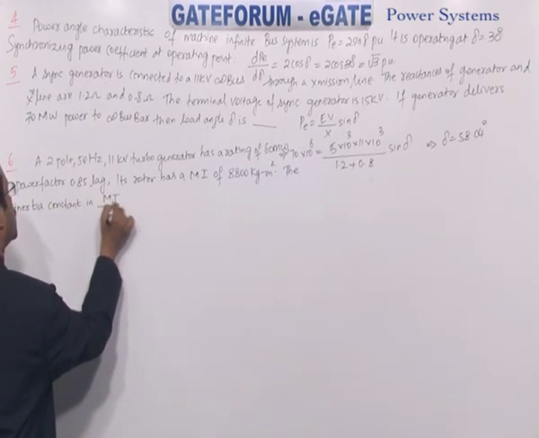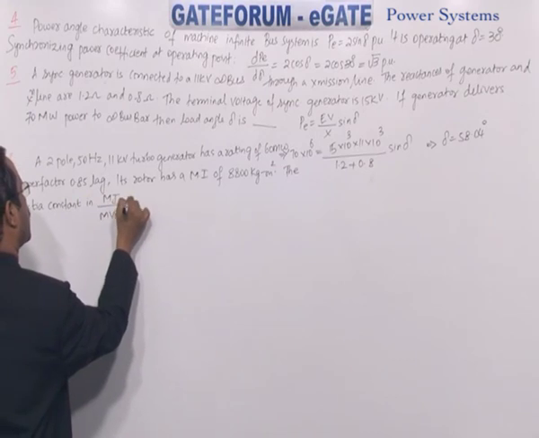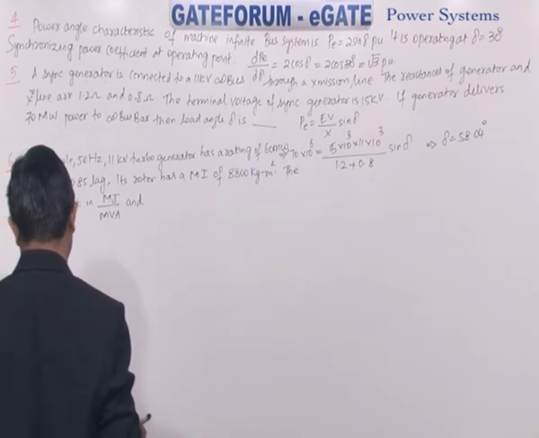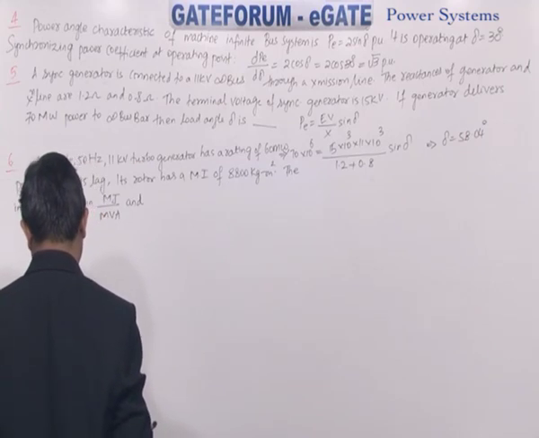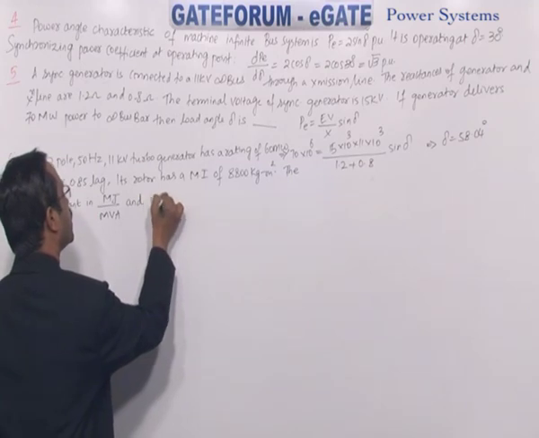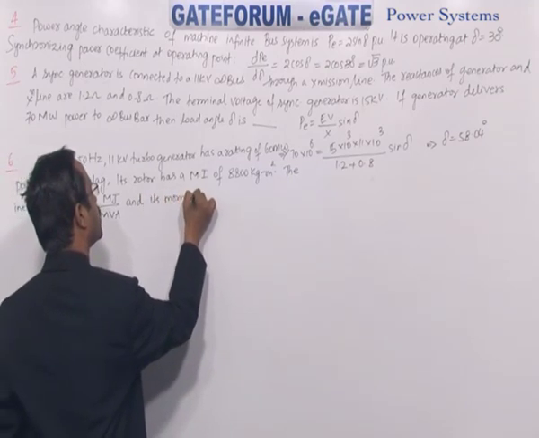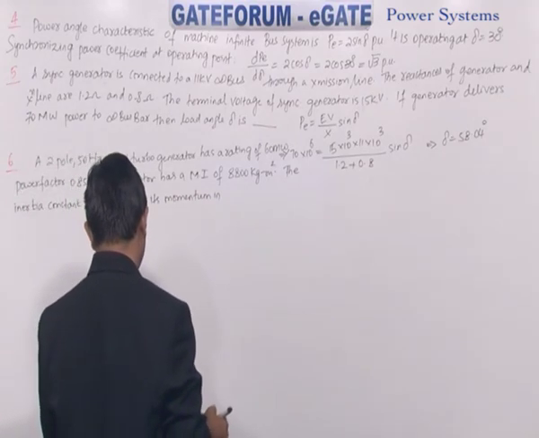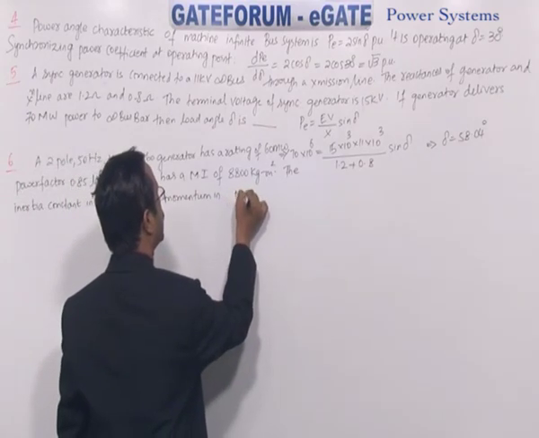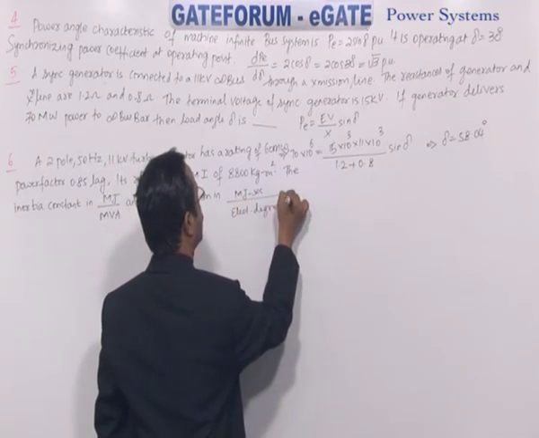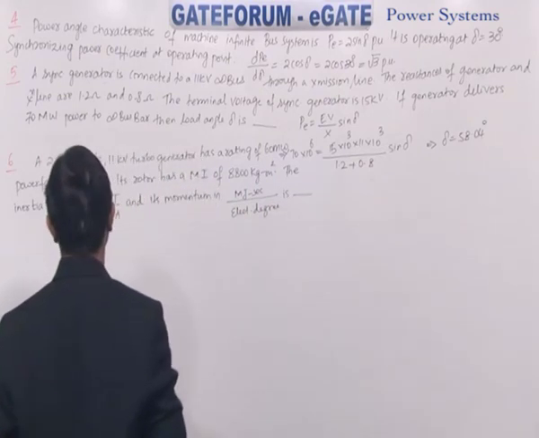The inertia constant in megajoules per MVA and its momentum in megajoules second per electrical degree is.